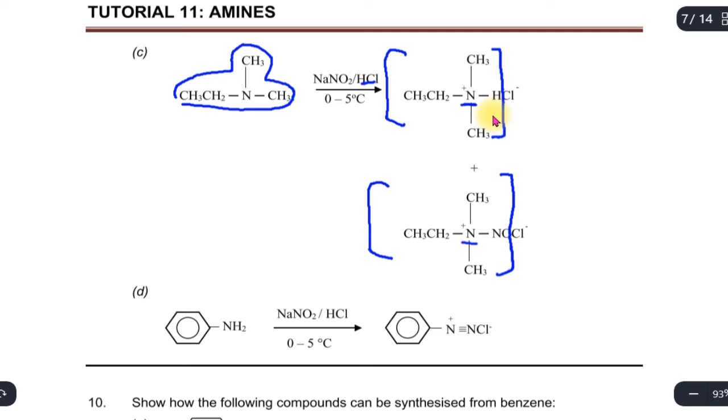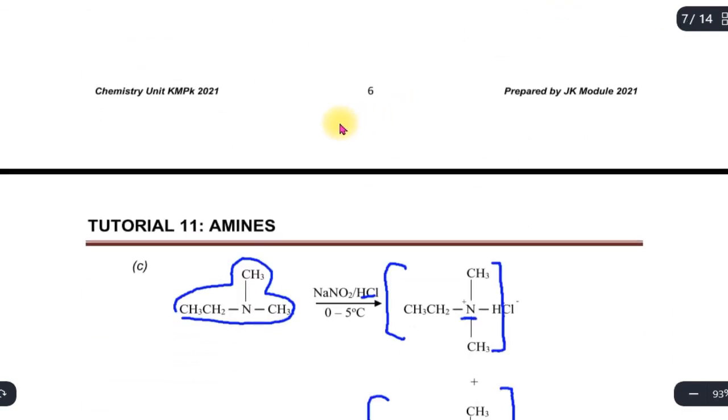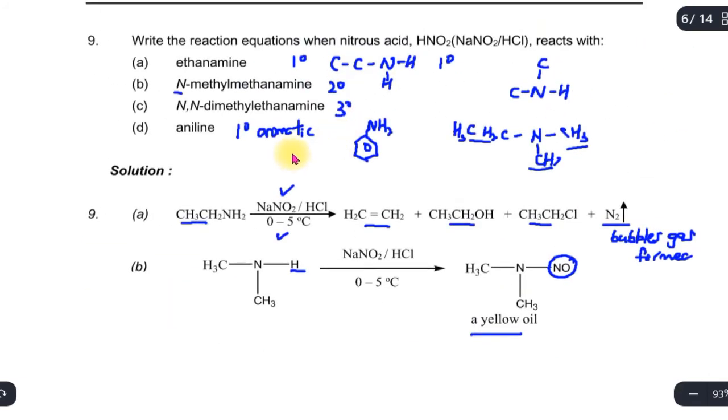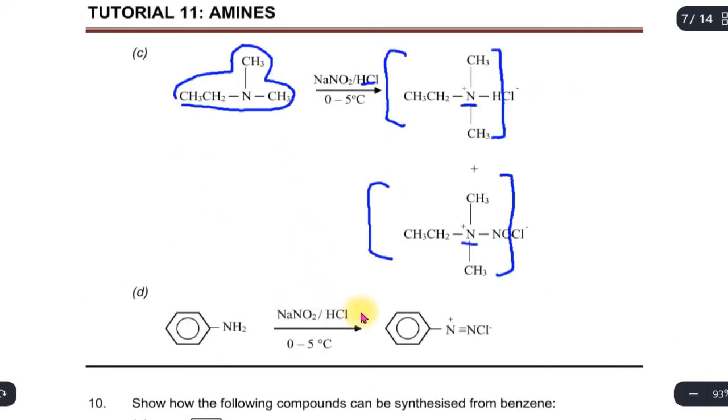For D, what is D? D is aniline. Aniline reacts with nitrous acid, right? It will form a salt, benzene diazonium salt.